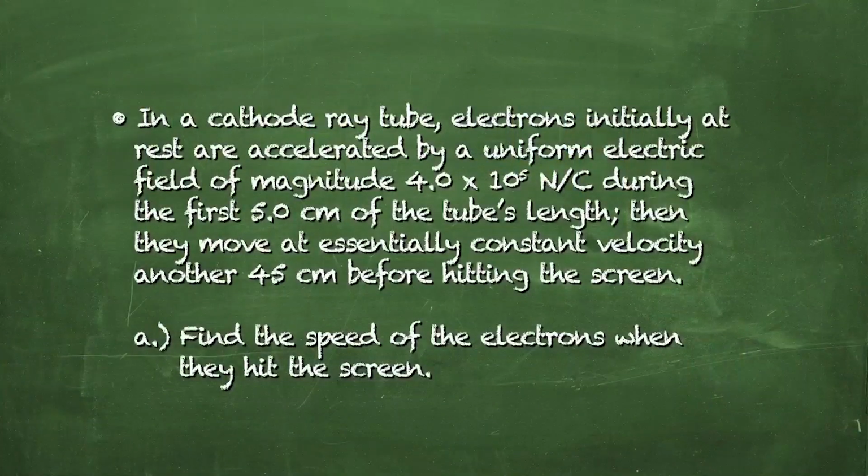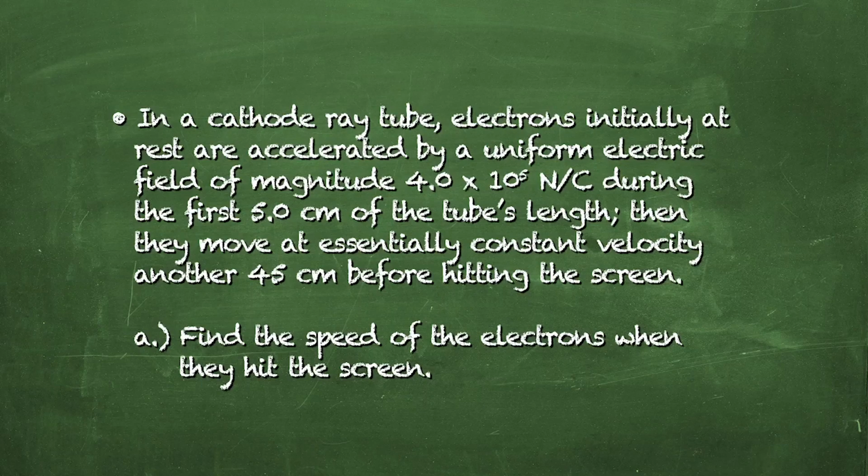Let's ask another question. In a cathode ray tube, electrons that are initially at rest are accelerated by a uniform electric field of magnitude 4.0 times 10 to the 5 newtons per coulomb during the first 5 centimeters of the tube's length. Then they move at essentially constant velocity another 45 centimeters before hitting the screen. And the question is to find the speed of the electrons when they hit the screen.